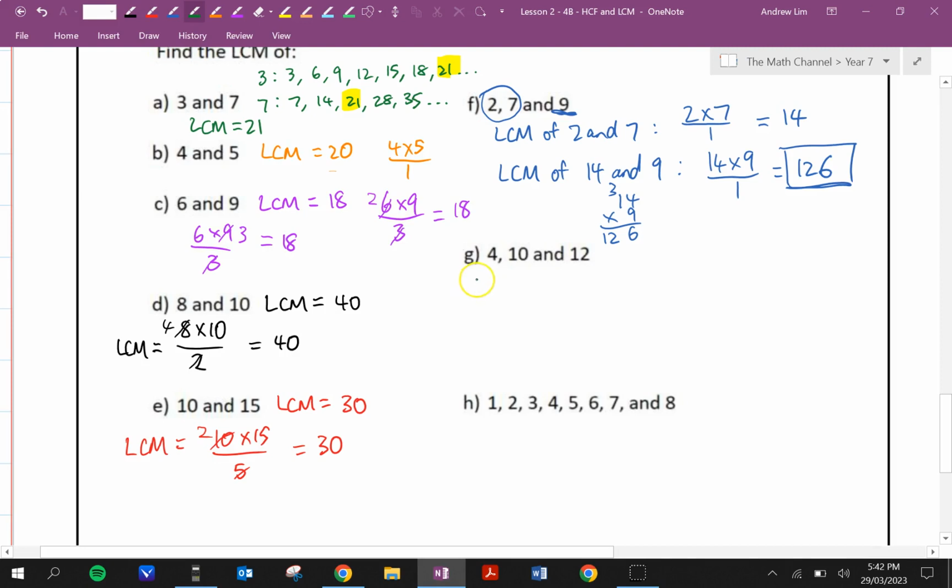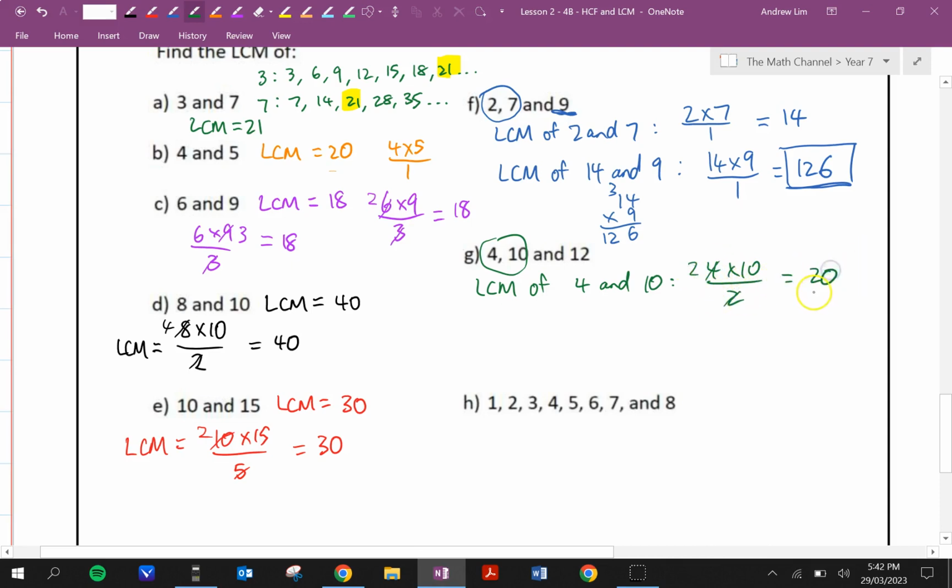Alright, question G. The lowest common multiple of 4 and 10. We're going to do 4 times 10. We're going to divide it by the highest common factor. The biggest number that they're both divisible by is 2. Well, 4 divided by 2 is 2, and 2 times 10 is 20.